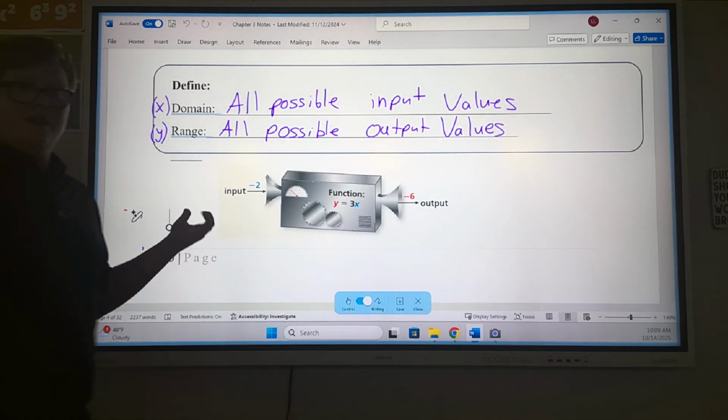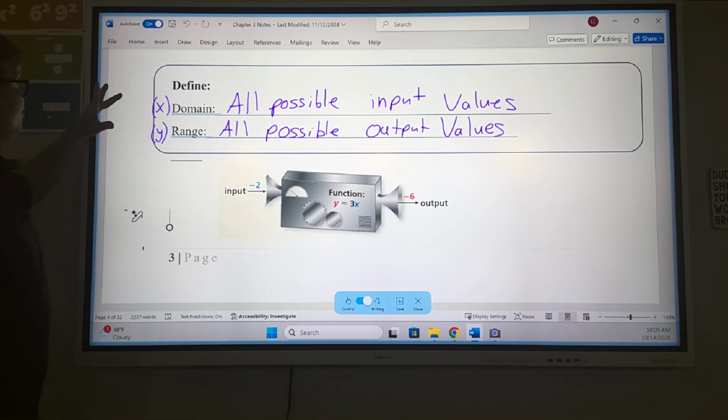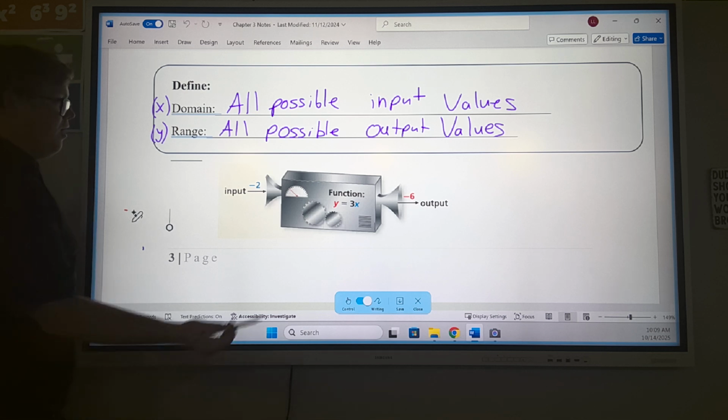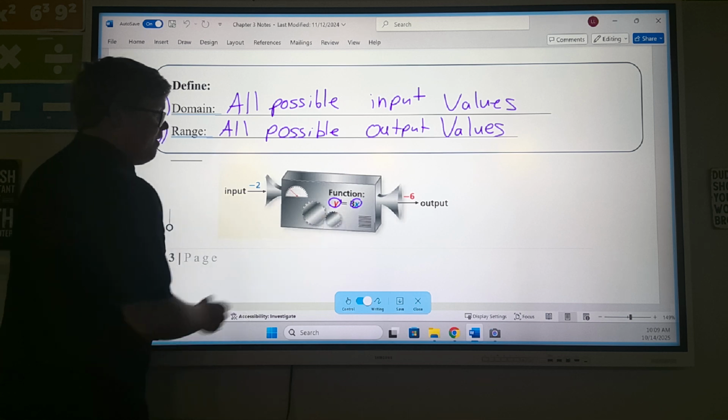So the domain is all the x's, the range is all the y's, or like I said, sometimes it'll be a and b, sometimes it'll be z and x. You know, it just really depends on what letters they want to use. But it all depends on our function or our equation. See how we have a y and an x here?